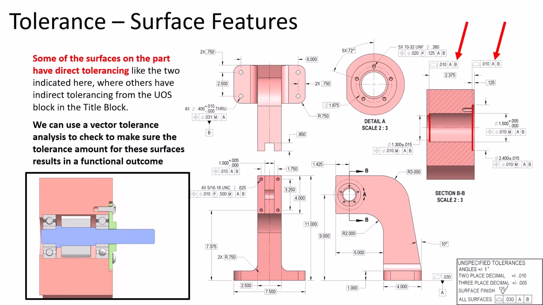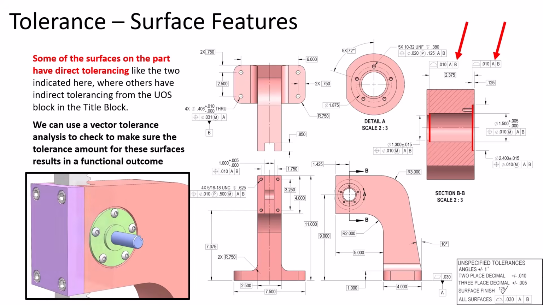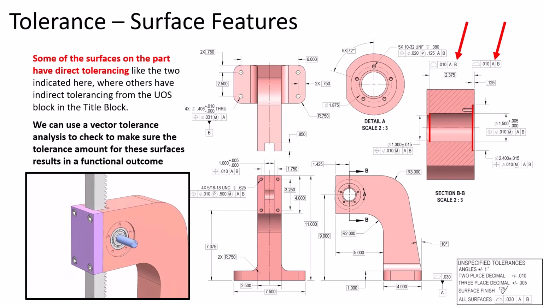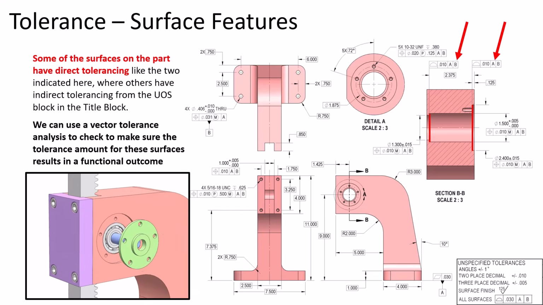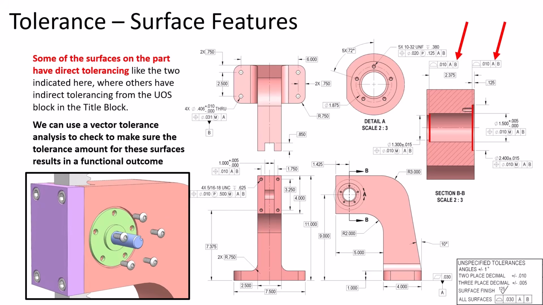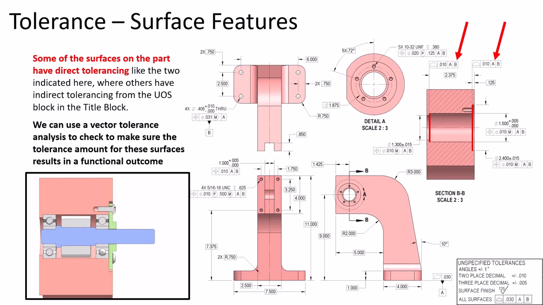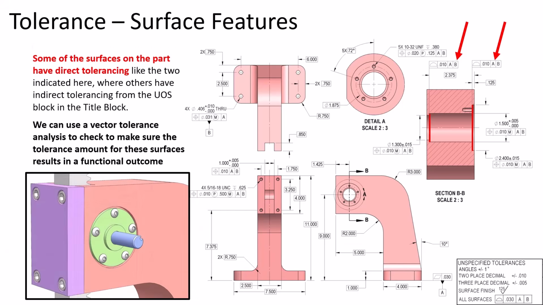We can use a vector tolerance analysis to check and make sure that the tolerance amount for these surfaces results in a functional outcome. Meaning, wherever these surfaces end up in 3D space, we want to make sure to apply just enough tolerance to make sure that the parts function, but not so much that we're irrationally putting a tight tolerance on features that don't need it.